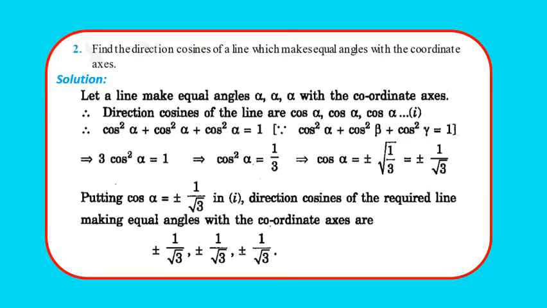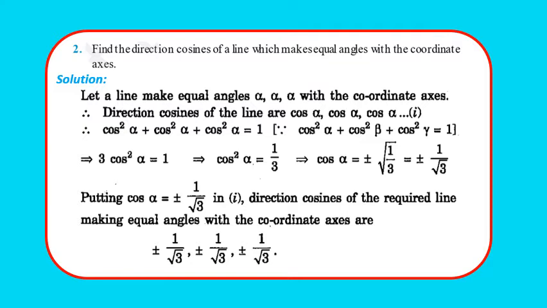Moving to question 2. Find the direction cosines of a line which makes equal angles with the coordinate axis. Now let the line be making equal angles alpha, alpha, alpha with the coordinate axis. That is, alpha is the direction angle for all the axes. Therefore, the direction cosines of the line will be cos alpha, cos alpha, and cos alpha.